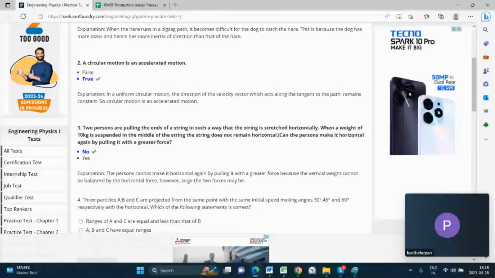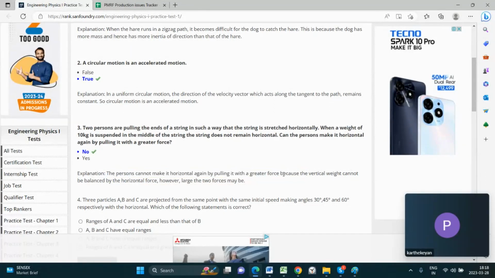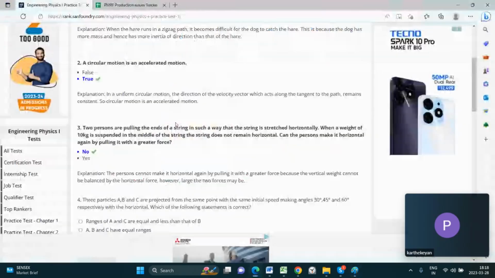But let us understand how it happens. What is the science behind this? The persons cannot make it horizontal again by pulling it with greater force. However much more force they give, they cannot keep it in the horizontal line. Because when they pull horizontally, a force acts vertically. If a vertical force acts while keeping it horizontal, it will not stay in a horizontal line. This is the science behind this.